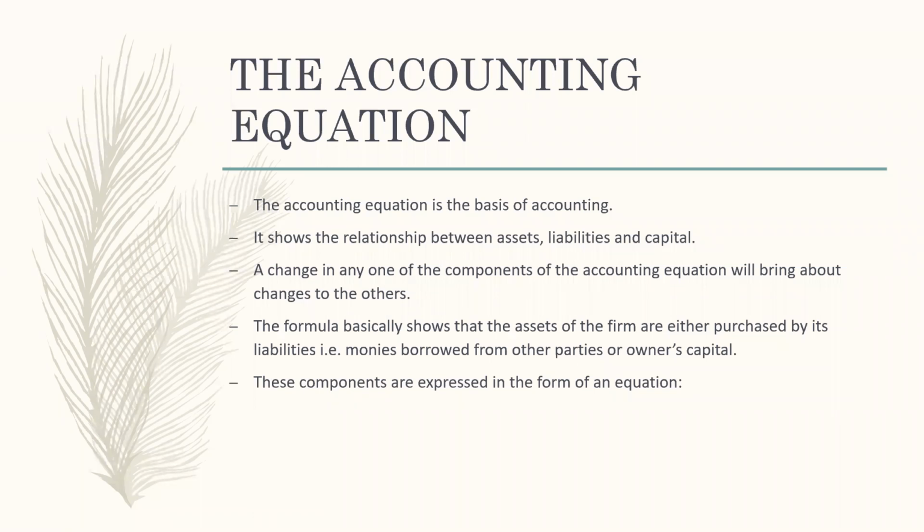So really and truly, you would literally borrow money to buy certain furniture for the business, as well as the owner can use his own capital, his savings, to purchase the same furniture. He has a choice. He can borrow it, or he can use his own savings, which is known as his capital he would have invested into the business. So I'm going to show you how these components are expressed in the form of an equation. We are going to deal with the basic equation, just a minute.